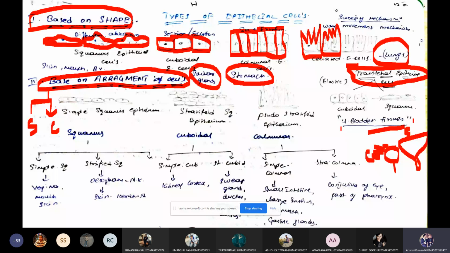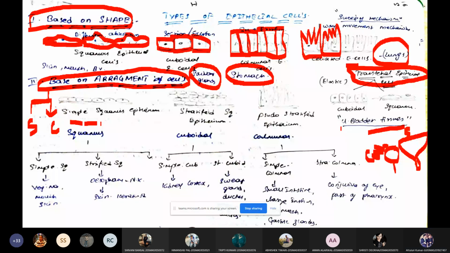So now I'm moving forward to epithelial tissue depending upon their arrangement. Depending upon their arrangement, these epithelial tissues are of 3 types. Listen to me very carefully. They are divided into simple epithelial tissue, stratified epithelial tissue, and pseudo-stratified epithelial tissue. Simple epithelial tissue means a single layer of cells. A single layer of cells can be stated as a simple epithelial tissue.